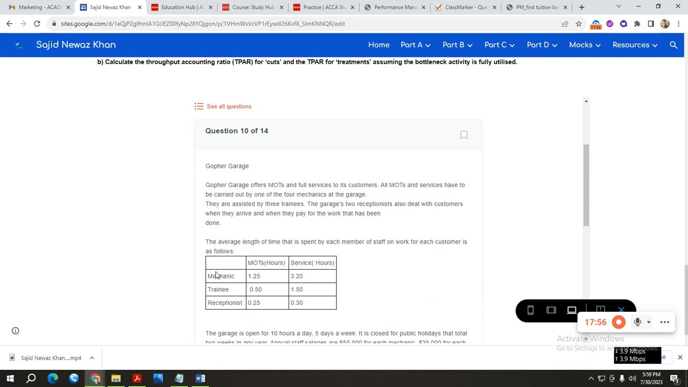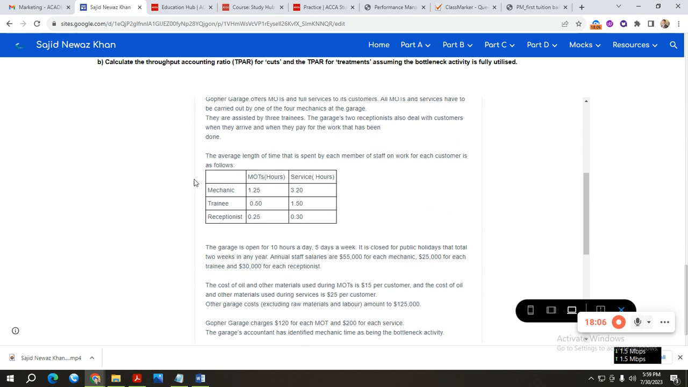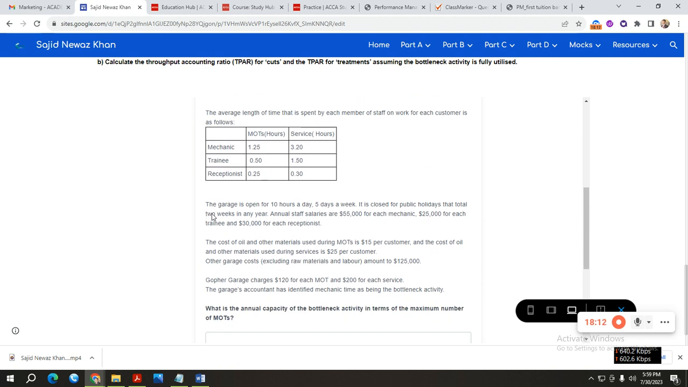So everything goes through three processes. They go through mechanic, then they go through training, and also through receptionist. Okay, and once they go through all these three people, the work is complete. So over here they've given us the average time. MOT scored the mechanic, service, trainees, and all these things. The garage is open for 10 hours a day, 5 days a week. Okay, it is closed for public holidays and a total 2 weeks in any year.